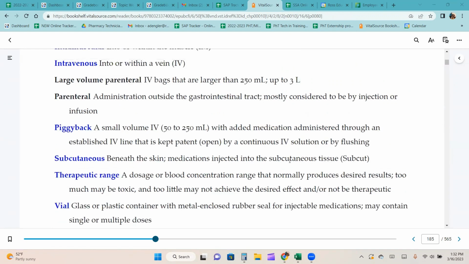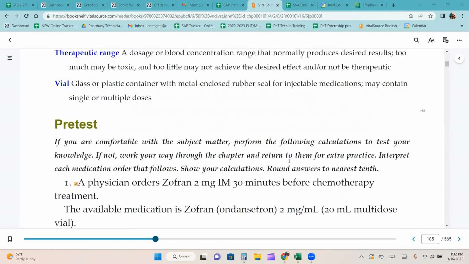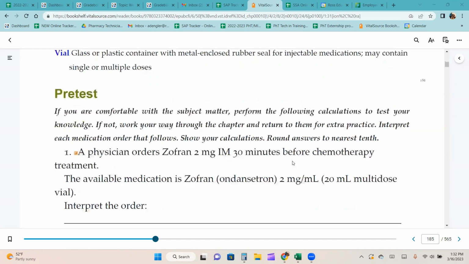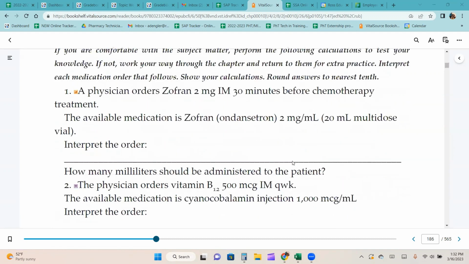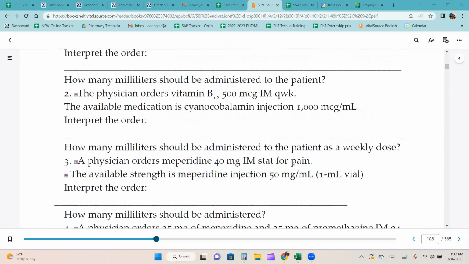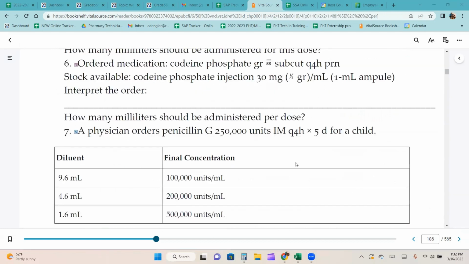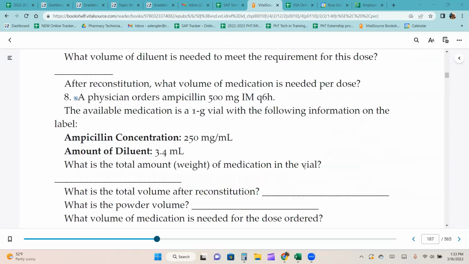If you're comfortable with this material, you can go ahead and perform the following calculations. If not, you can return after you've gone through the chapter for some extra practice, and extra practice is always helpful with these.